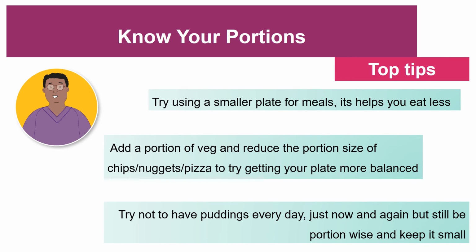Okay, so now we're on to the top tips for this session. So today's top tips are: try to use a smaller plate for meals. It helps you eat less. Add a portion of veg and reduce the portion size of foods such as chips, chicken nuggets, pizza to try and get your plate more balanced. And finally, try not to have a pudding every day. Just have a pudding now and again, but please still be portion wise and keep it small.